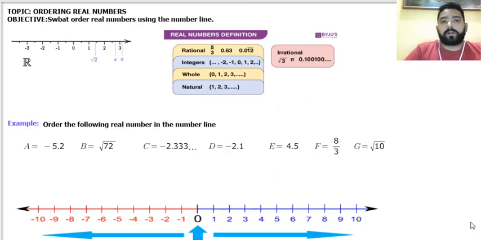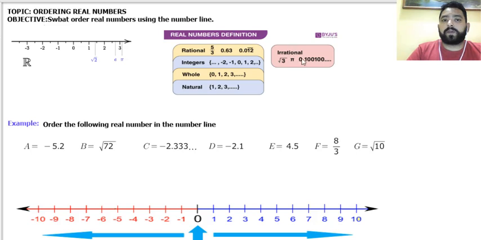I will explain how to order real numbers, including rational numbers. Today, you will learn how to organize or order real numbers on the number line. Remember, real numbers include rational numbers, integers, whole numbers, natural numbers, and irrational numbers. But we're going to work just with rational numbers and irrational numbers. Remember, the difference between rational and irrational is that rational numbers have terminating or non-terminating repeating decimals.